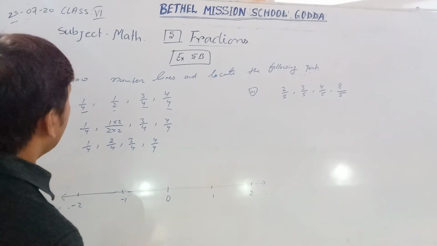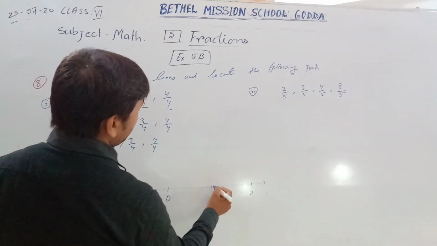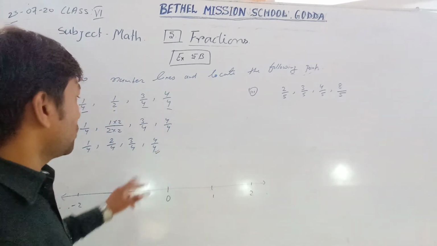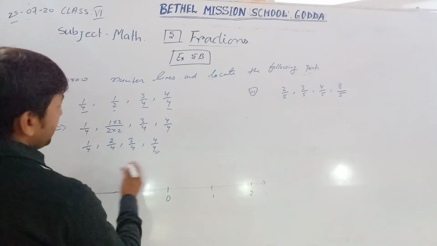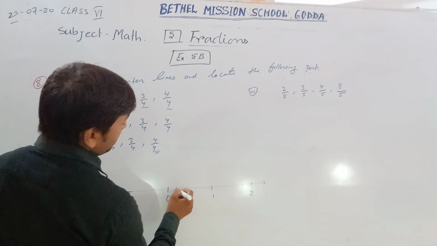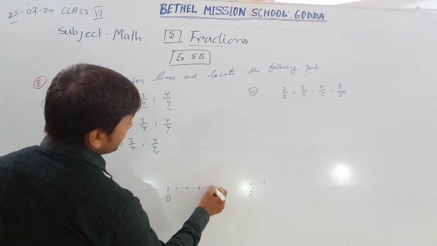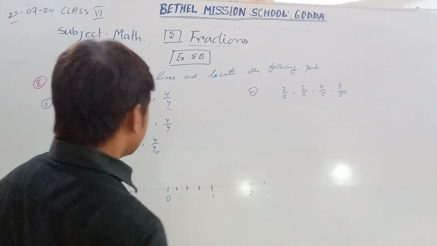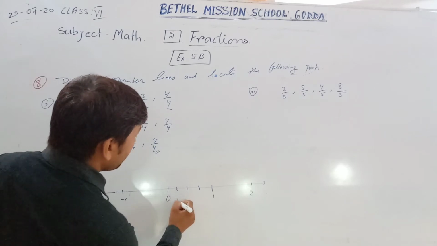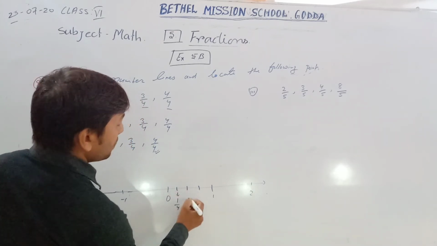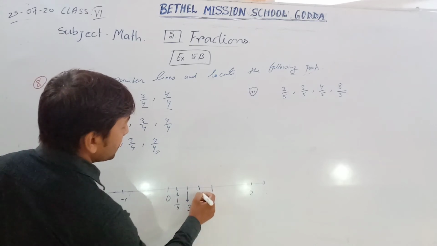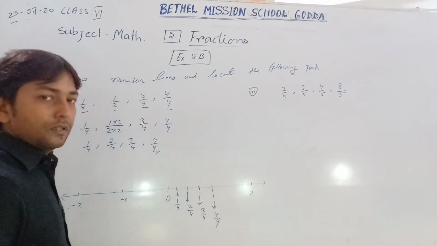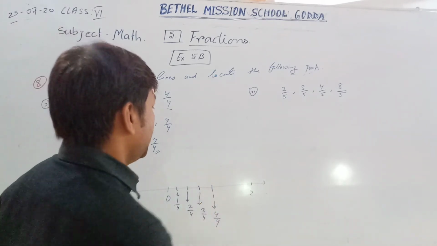Okay, so now we will divide the place between 0 and 1 by the total number. The denominator shows the total number. So we will divide into 4 equal parts, 1, 2, 3, and this is the 4 equal parts. Now this is 1 upon 4, this is 2 upon 4, this is 3 upon 4, and this is 4 upon 4. When you cancel, you will get 1.